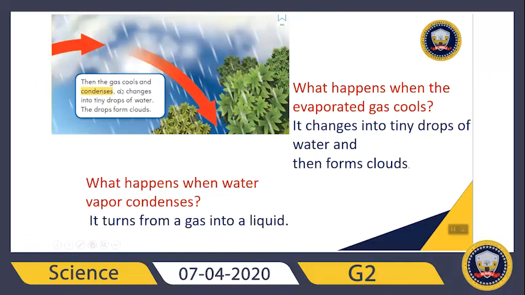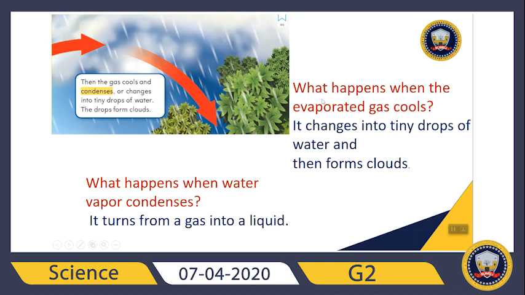Then the gas cools and condenses. After that the gas cools, or changes into tiny drops of water. The drops form clouds. So after the water evaporates, it turns into a gas, then the gas cools, and it changes into tiny drops of water. The drops form clouds, like in this picture.